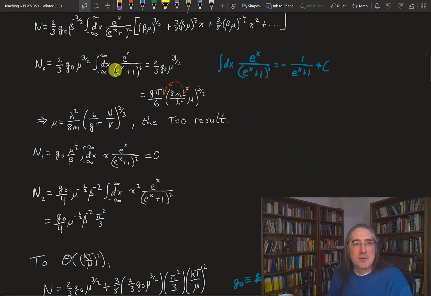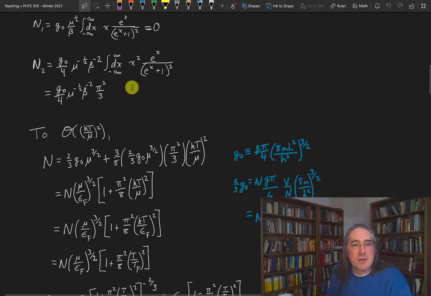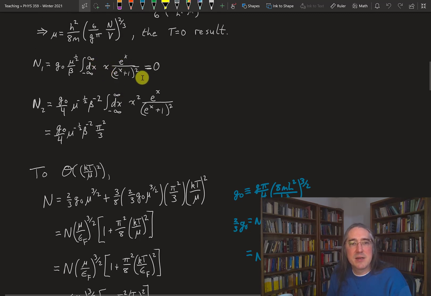Getting ahead of myself. So this thing, because it equals 1/4 of 1 over cosh squared, this is even. When we get down here now, x times an even function makes an odd function. So the integral over a symmetric interval of an odd function is 0. Okay, so n1 was easy. n2, not going to be quite so easy.